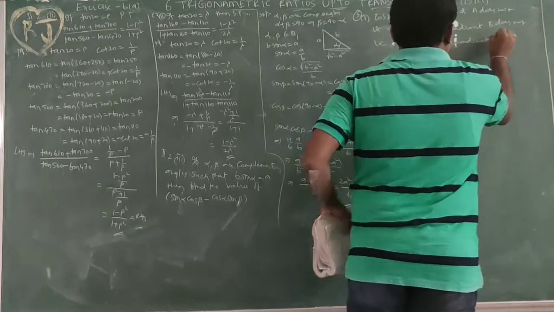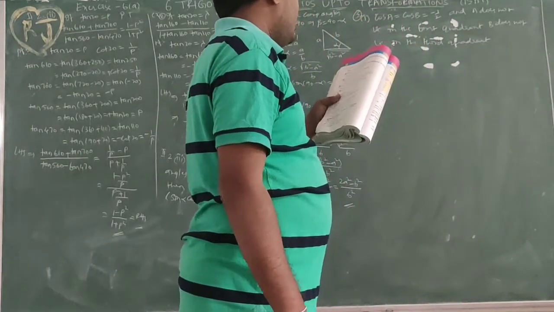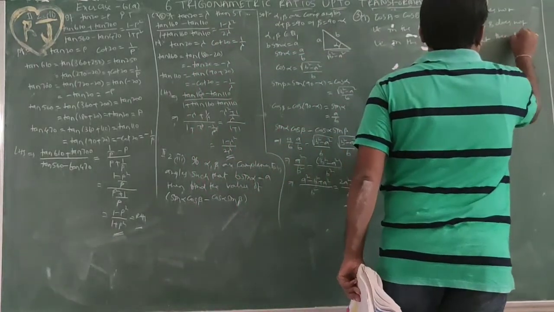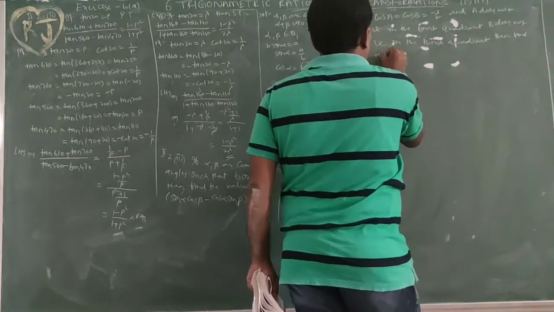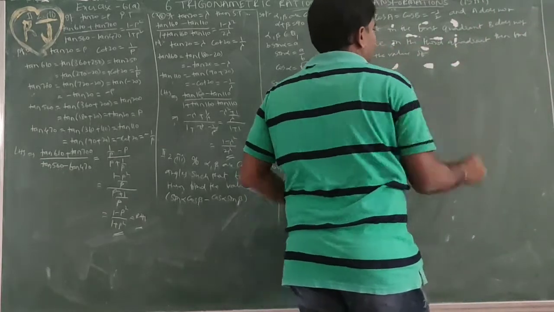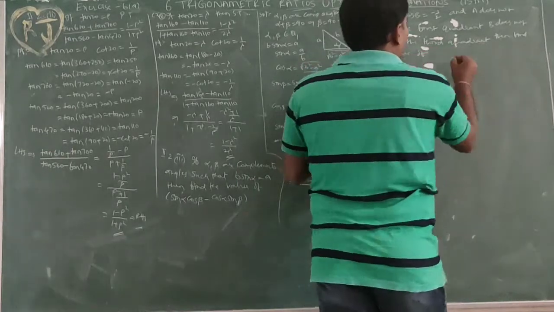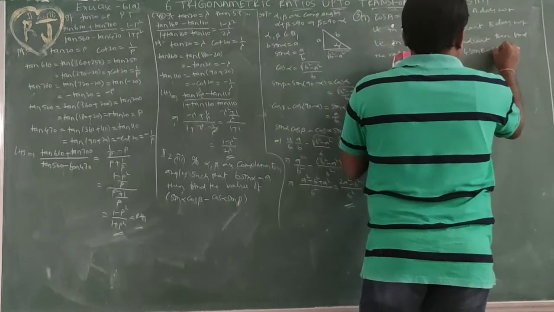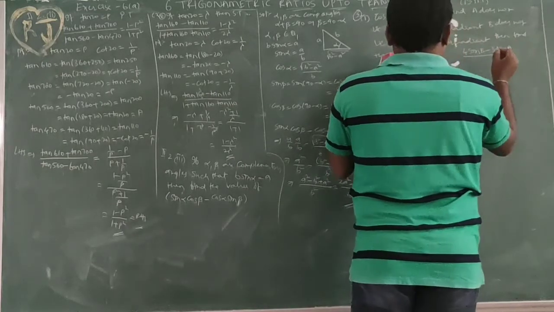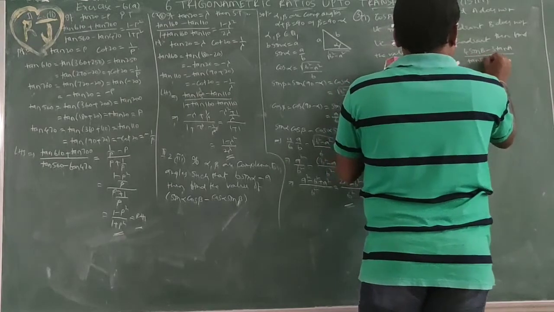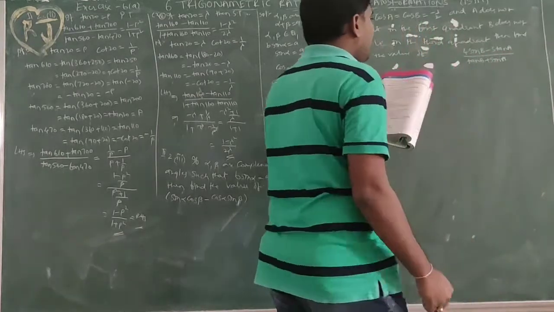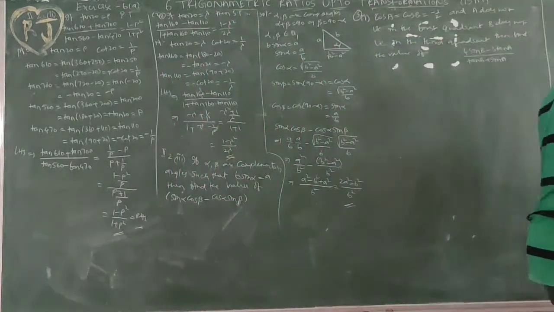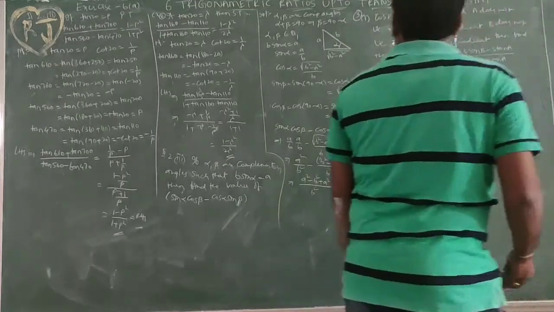Then find the value of 4 sin B minus 3 tan A by tan B plus sin A. We need to find this one. Okay, solution.